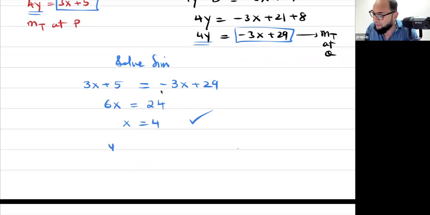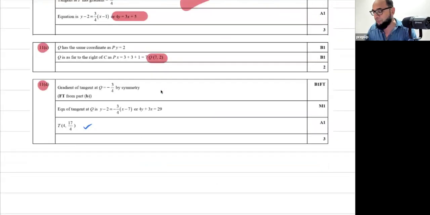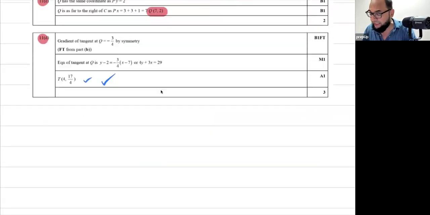And what about the value of y? 24 divided by 6 is 4. 4y equals 3x plus 5. That is 3 times 4 is 12, 12 plus 5 is 17. That is 4y, so y is 17 over 4. Therefore, the coordinates of that point of intersection are (4, 17/4). And that is all good, all clear. So be very careful with your working. One small mistake and that part is gone.